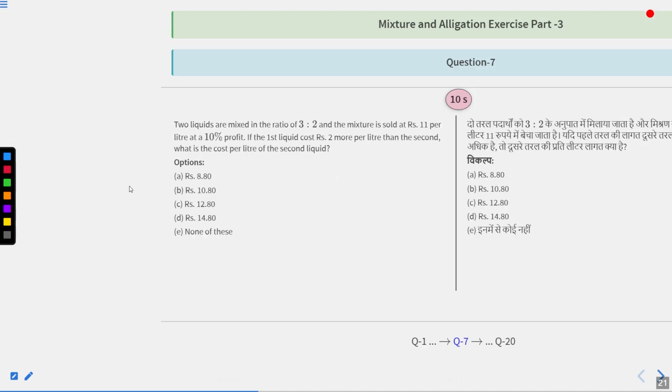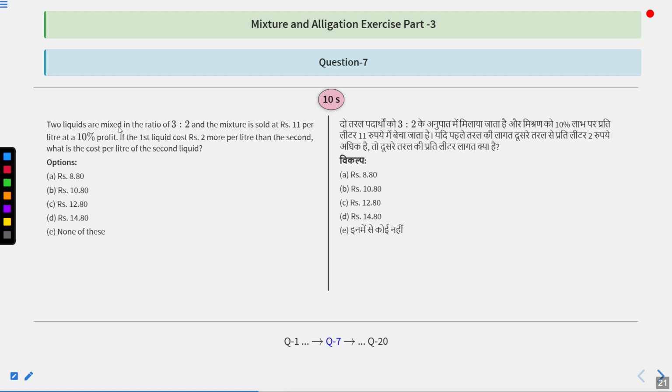Clear? Next one. Two liquids are mixed in the ratio 3:2 and the mixture is sold at 11 rupees per liter at a 10% profit. If the first liquid costs 2 rupees more per liter than the second, what is the cost per liter of the second liquid? You have 5 options and 10 seconds to analyze the question. Your time starts now. Now time's up. Let's see the solution.